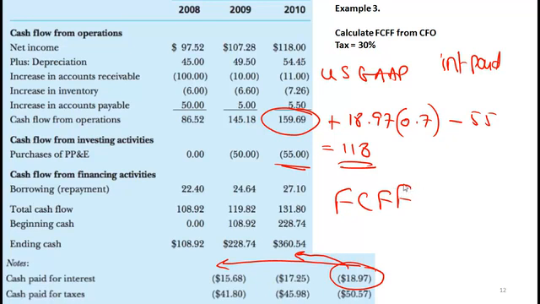So the question is, why don't we subtract taxes? Because is tax payment considered an operating expense? Yes, it is. So the CFO number that we come up with assumes obviously that taxes have already been paid.